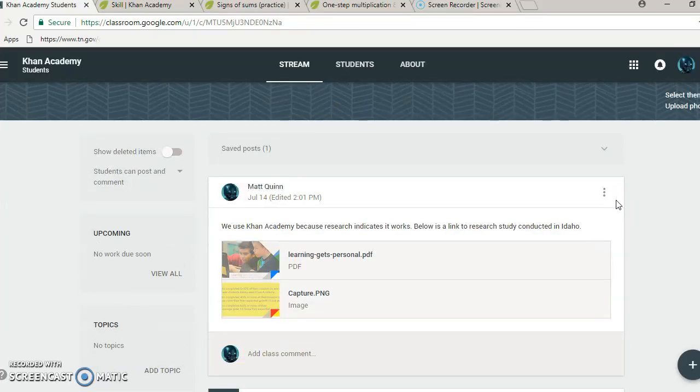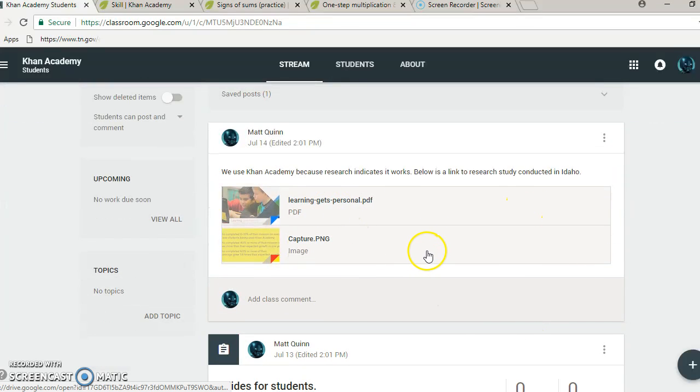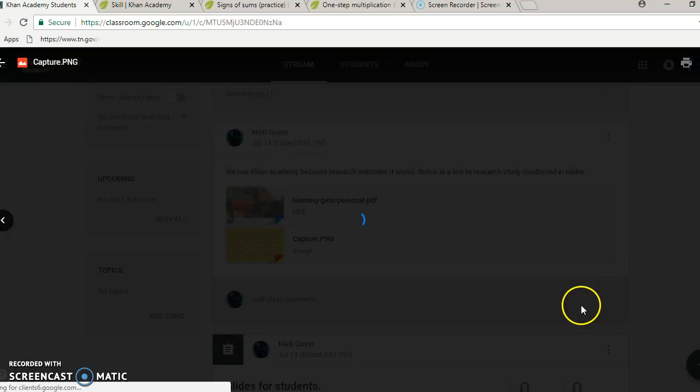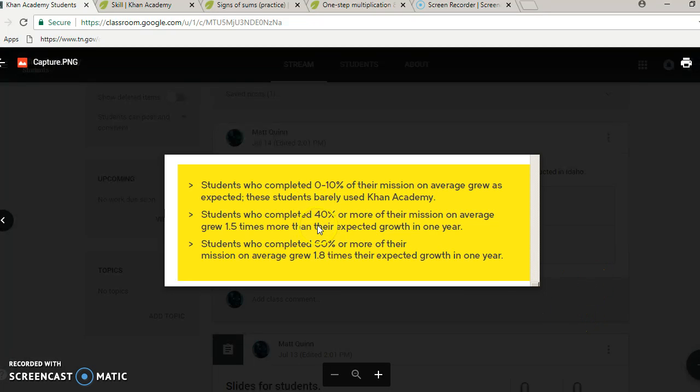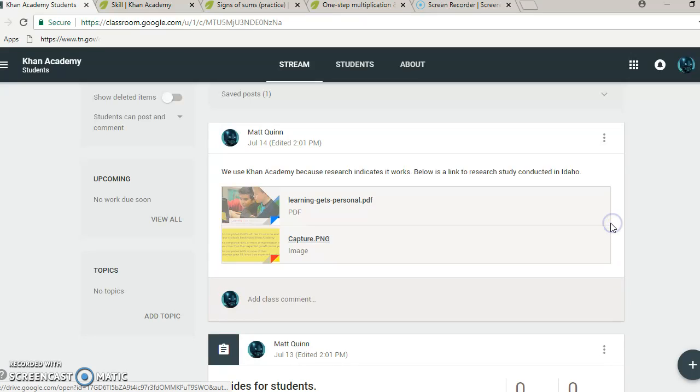So right here, I've got the research, that Idaho research study. This is a sell to both parents and students. Say, look, it works. Quit messing around. I really encourage your student to get on board with our program. And then I've got this handy dandy article here, which just really emphasizes the fact that 40%, I mean, anybody can hit 40%, right? At least that's what we're hoping.